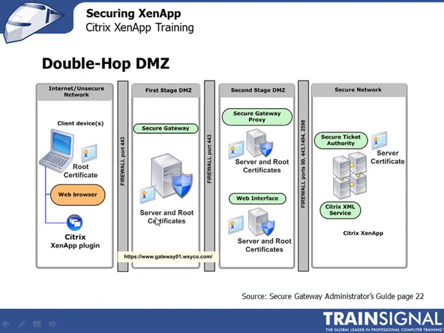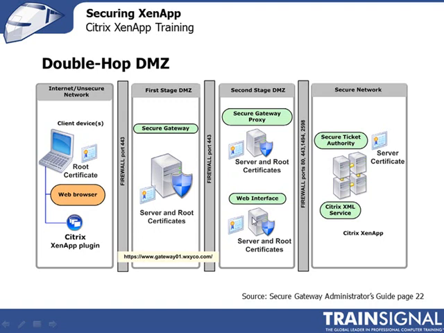Now, the other option would be to have a double hop DMZ, which means the user is connecting first to the Secure Gateway. The Secure Gateway will then hop into another DMZ, go through another firewall, and talk to the Secure Gateway proxy in there, which will then communicate with the web interface and enumerate the resources and back and forth. So eventually, when the connection is established, it's going to go something like this. Again, the connection is always going to be proxied through the Secure Gateway. This is the highest level of security you can get.